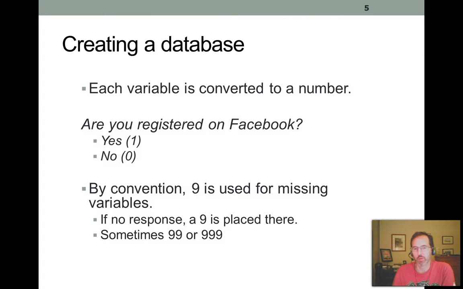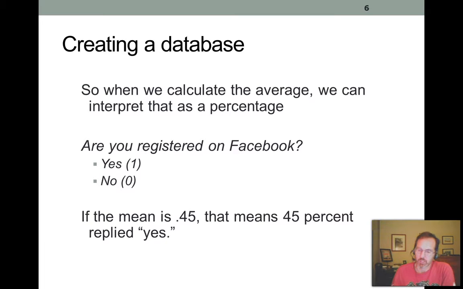Sometimes it's a 99 or a 999. Sometimes it's just a period. You'll quickly figure that out. But often we don't use 9s when we are putting numbers to the values of our variables, and that's because a 9 means it's missing. So I always do yes equals 1, no equals 0, so I can calculate the percentage quite easily. The average score, if it turned out to be a 0.45, that would mean 45% said yes, they are registered on Facebook, something like that.